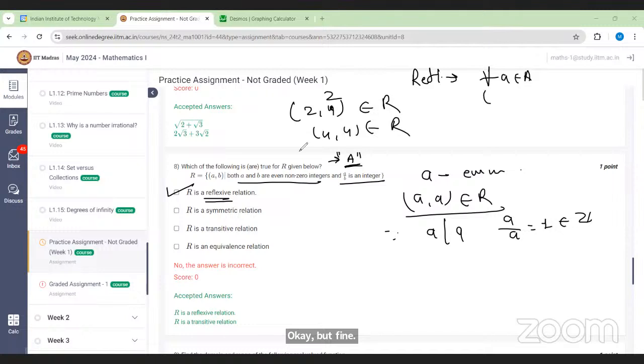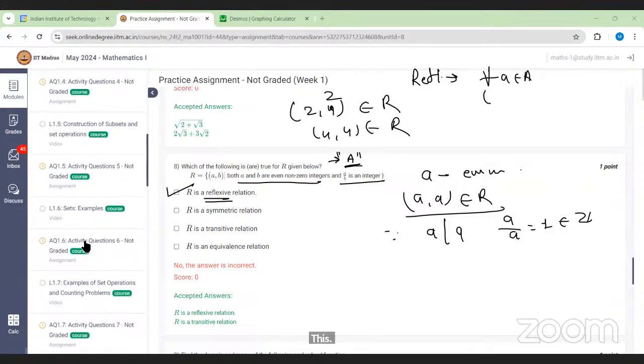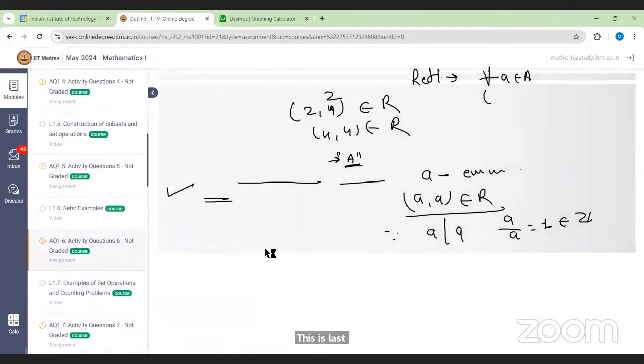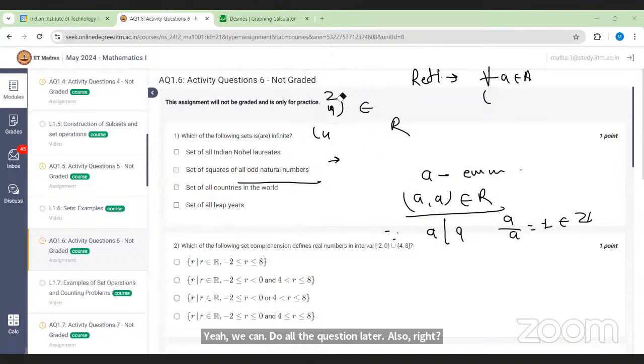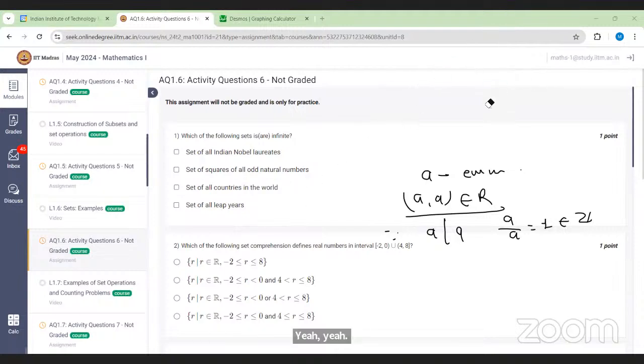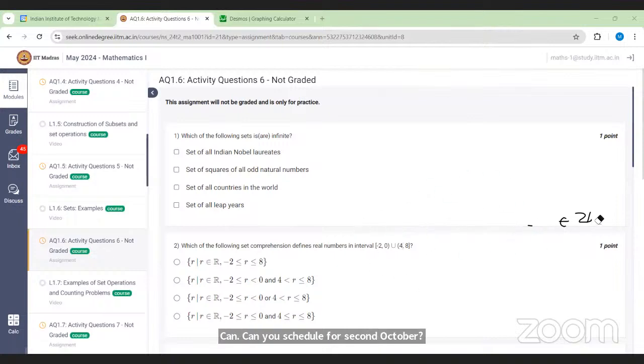This type of ambiguity won't be there in the question paper. Ma'am, this activity 1.6 is the last question I'm taking. Question number 3. We can do all the questions later also, right? Because now it's already 10:18, and you guys already did one stats class. Can you schedule for 2nd October? Yeah, I'll try to schedule one TA session also, which will clear all your activity and practice doubts.